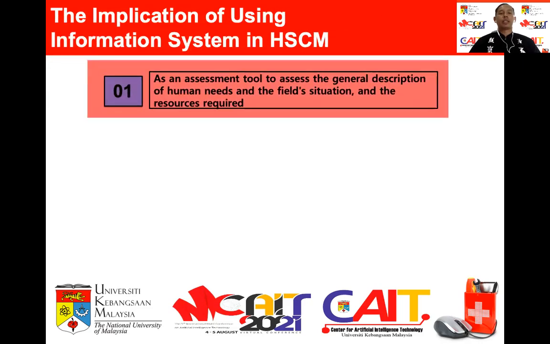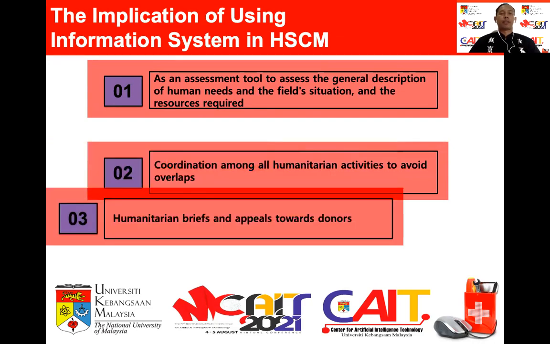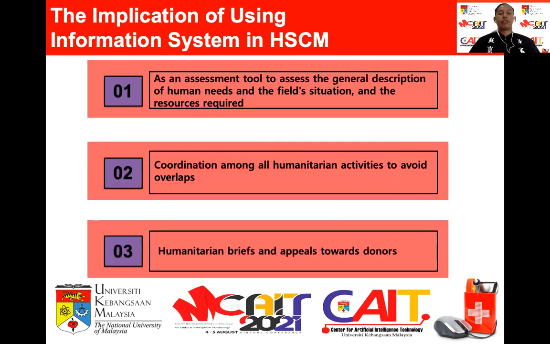The first one is as an assessment tool to assess the general description of human needs, the field situation, and the resources required. It means that in the assessment context, information systems will need to support community resilience. The next one is coordination among all humanitarian activities to avoid overlaps. And the last one is humanitarian briefs and appeals toward donors.